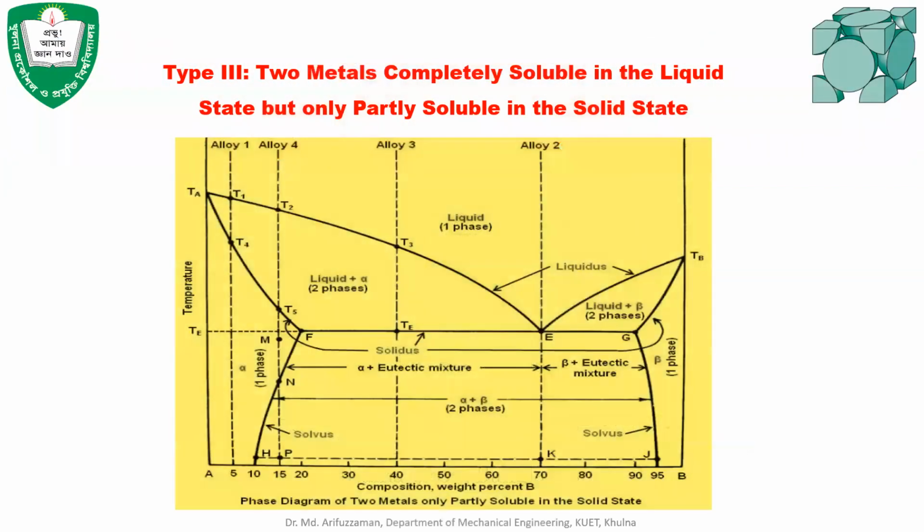And today we are going to talk about, in the last class it was the type 2 diagram. So today it's going to be type 3. The basic of the type 3 diagram is that two metals are completely soluble in the liquid state, but only partly soluble in the solid state. In the last lecture it was about insoluble in the solid state. The two metals were completely insoluble in the solid state. But today, the two metals will be completely soluble in the liquid state and partly soluble in the solid state.